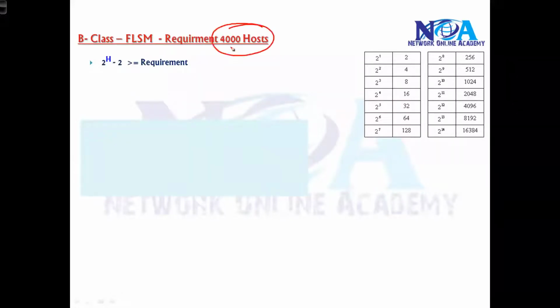Okay, the next thing we'll try to see one more example with a B class. In the B class, I'm using a 4000 host requirement. Now, as per this requirement, as per the 2 power table, we have to take 2 to the power of 12. So 2 to the power of 12 is going to be 4096.